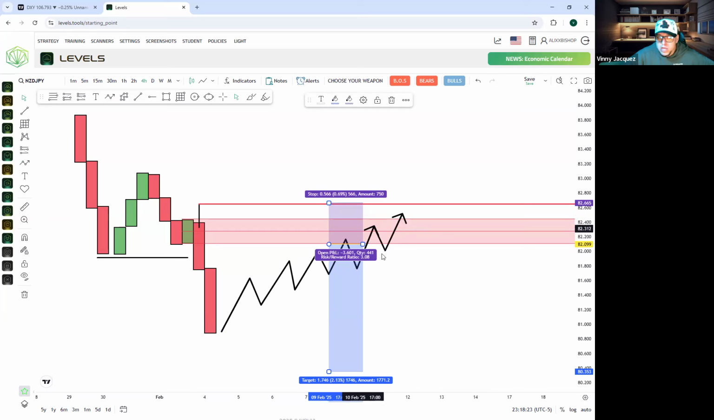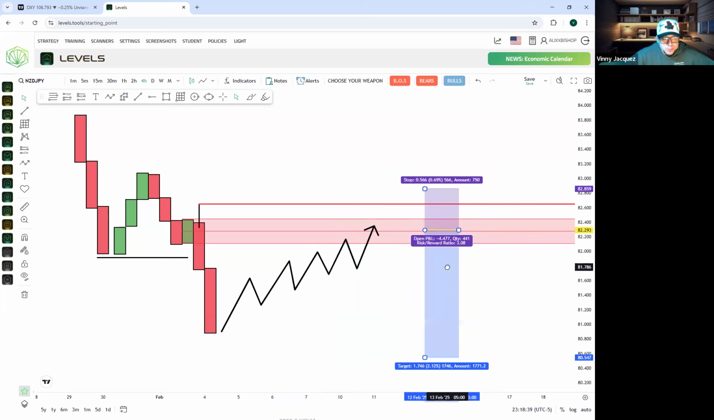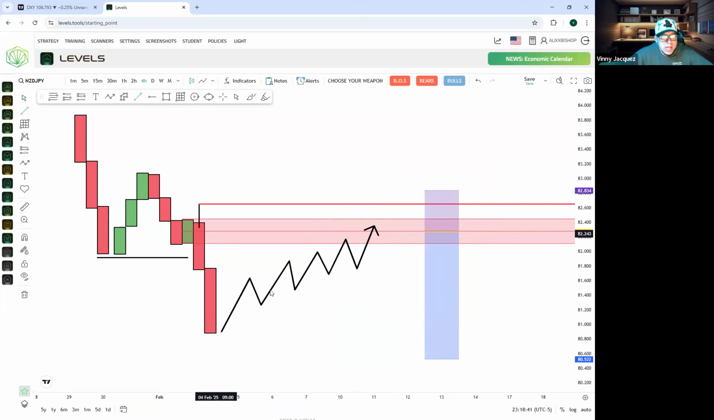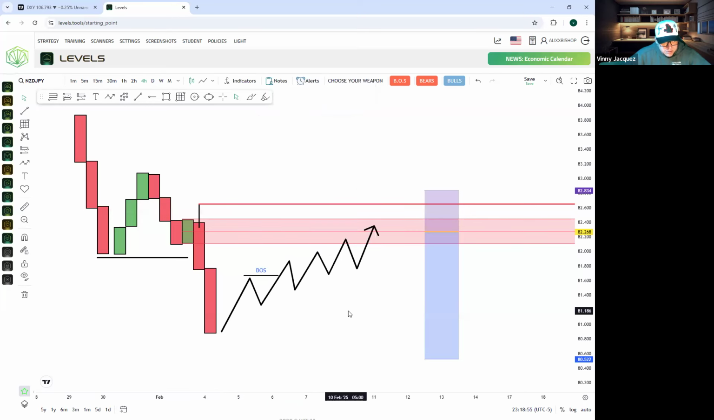Now, all I have to do is wait. The market can literally go right to my stop loss, and I'm not going to enter again. Why? Because the market hasn't gone my way. Now, how do I know when the market is going to go my way? This is what I like to do. I like to mark up my BOSs, the BOSs on the way to my sell zone. Does that make sense, guys?